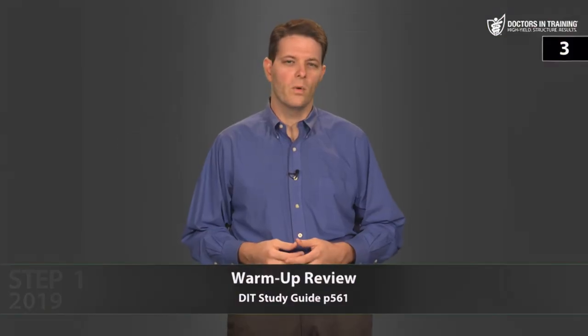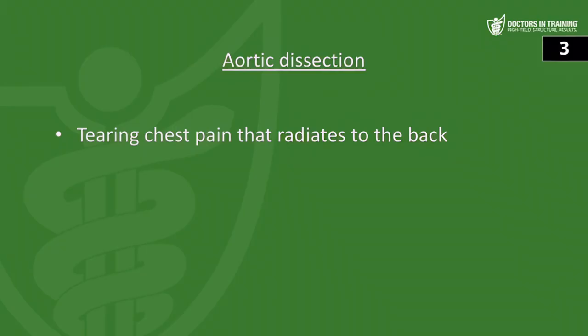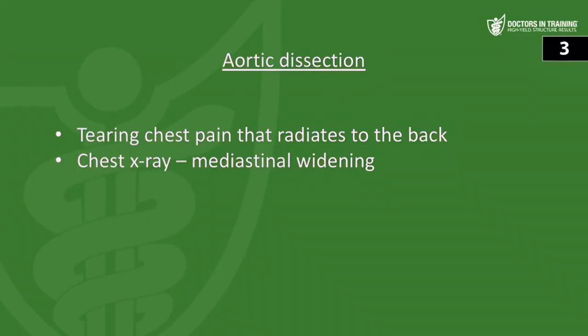And the last question, what's the classic presentation of aortic dissection? It's going to be tearing chest pain that radiates through to the back. Now, what chest x-ray findings would support the diagnosis? Mediastinal widening on the chest x-ray. And what antihypertensive class is the preferred treatment? It's going to be beta blockers. All right, now let's move on to the lecture.